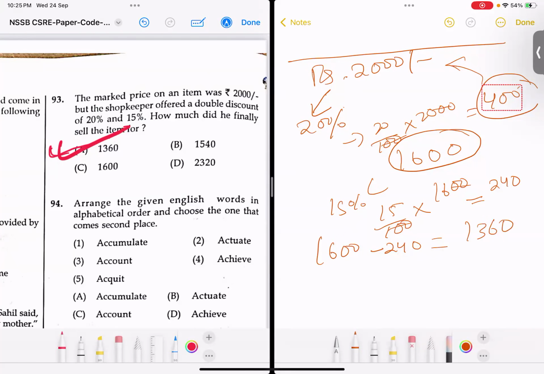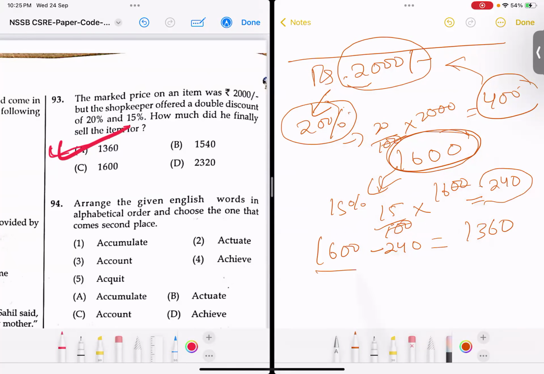1,360, right? So the product was marked as 2,000, and then the shopkeeper offered a 20% discount, right? After the 20% discount, the product is worth only 1,600. Again, from there, he offered a 15% discount, which is 240. So if you subtract 240 from the 1,600, you get it as 1,360, okay?